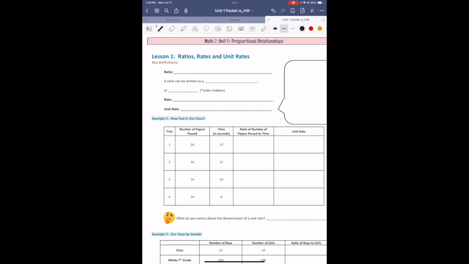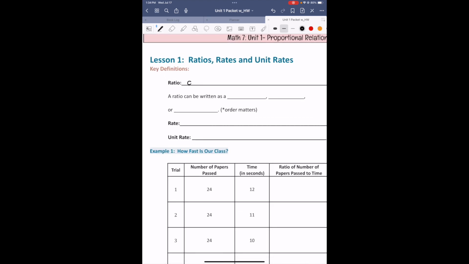So the first thing we're going to talk about is a ratio. Now, a ratio is an ordered pair of numbers. Both those numbers should not be 0, but we really won't be seeing that right now. So a ratio can be written in 3 different ways. It can be written as a fraction, in words, with the word "to" in the middle, or with a colon. We will mostly be seeing ratios written as fractions.